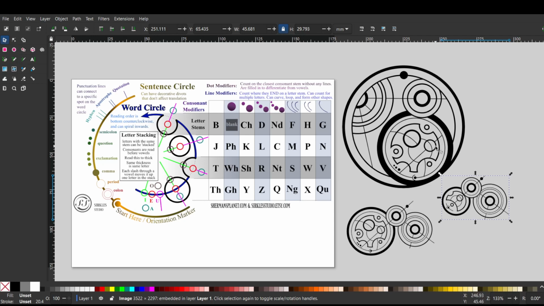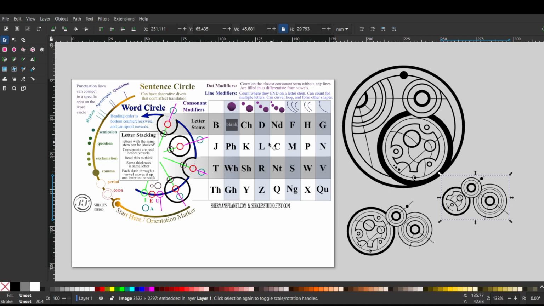Then we continue around. Here's another circle, and it is a circle inside our word circle. So that means we're in this row here. And then there are 1, 2 lines ending on it. This line passes through it, and lines count when they end on a letter stem. So this straight line counts 1, 2 times on it, but this curved one doesn't count at all. So that makes this a P with 1, 2 lines on a circle inside the word circle.